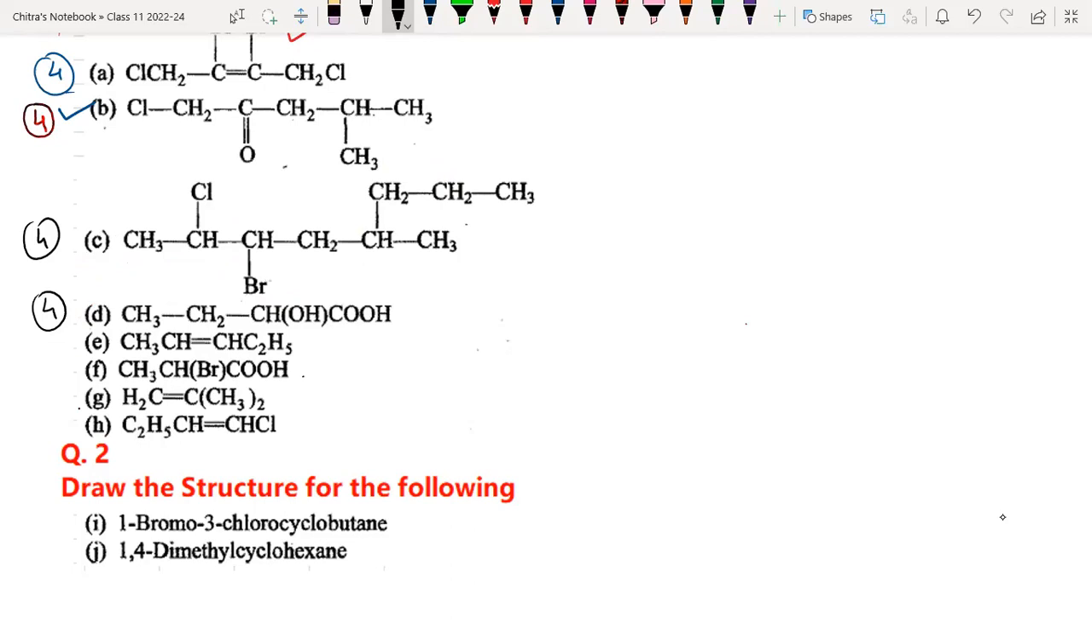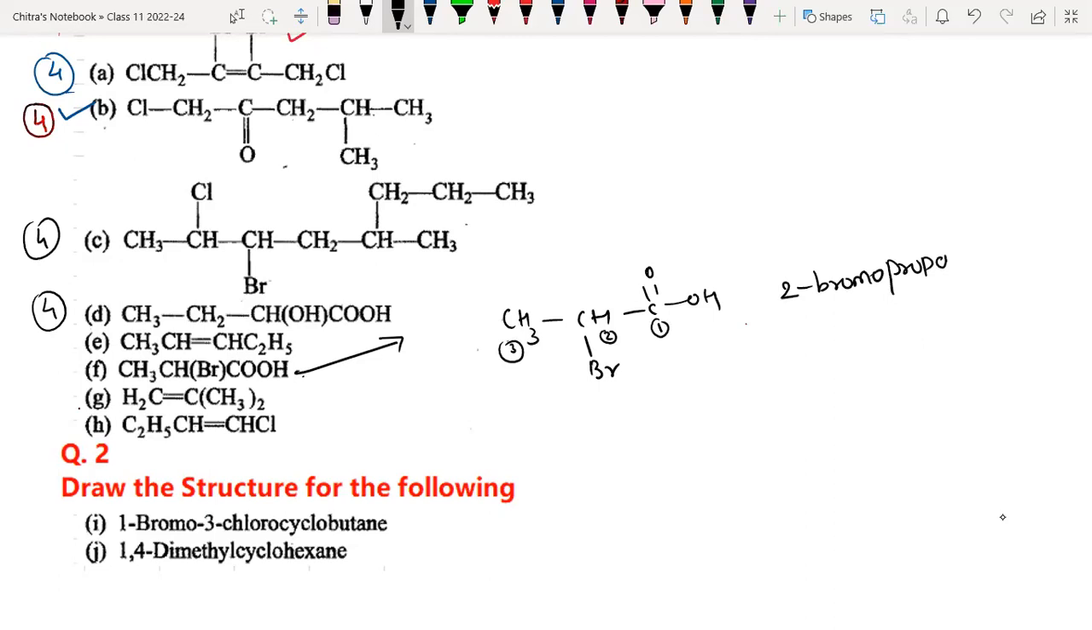Next will be F. Its structure is CH3, CH, on CH we have Br, then C double bond O, OH. Very easy. It has a functional group, so carbon number 1, carbon number 2, and carbon number 3. We have to write the name of bromine first, so it is 2-bromo. Then the number of carbons is 3, so for 3 we are using prop. All the carbons are single bonded, so we use an, and instead of e we write oic acid. So it is 2-bromopropanoic acid.